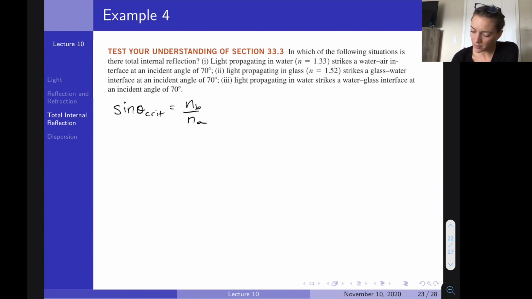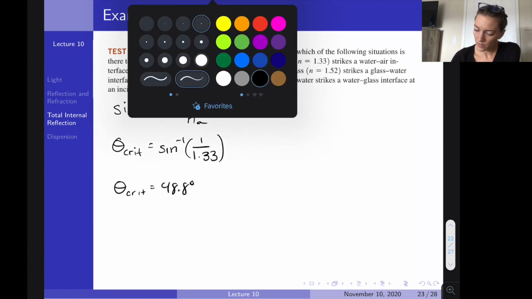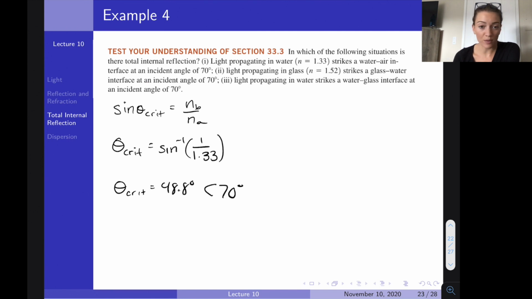So now let's just find the critical angle. We're going to have to take the inverse sine, so we'll have sine inverse of NB, which is air, so that will be 1 divided by 1.33, the index of refraction of the water, and we get that theta critical is equal to 48.8 degrees. As we can see here, 70 is obviously bigger than 48.8 degrees, so total internal reflection is possible in this case. So this is for part 1, that checks out.